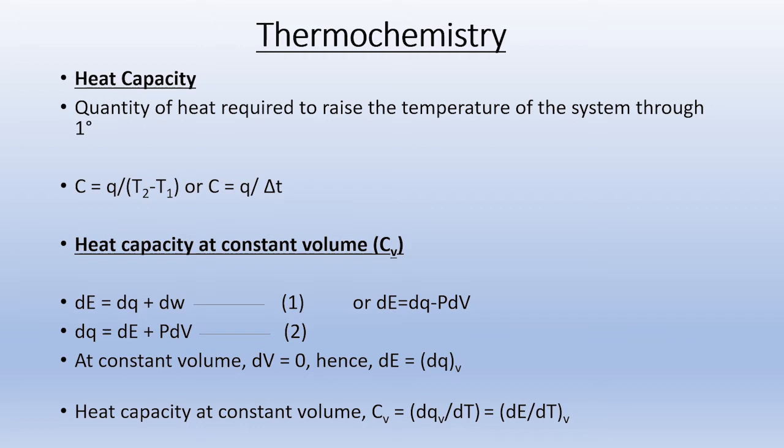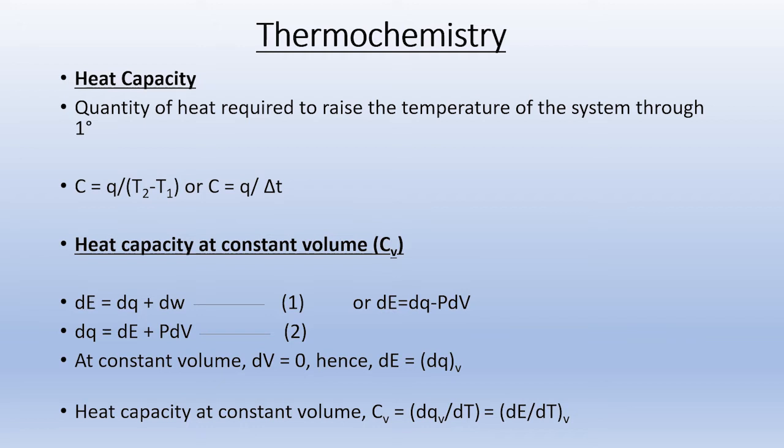So we know heat capacity is the ratio of the heat transfer to the change in temperature, that is dQ by dT. So we can say heat capacity at constant volume, CV, equals dE by dT at constant volume. That is, heat capacity at constant volume is equal to the change in internal energy with temperature.